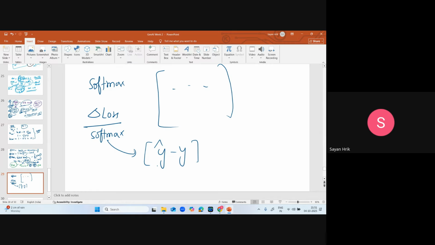Did you get what this means? If I have a softmax in the output, I'll have some y hat, suppose 0.7, and suppose y is equal to 1. Then my derivative of loss with respect to softmax is basically 0.7 minus 1, which is minus 0.3. This you can remember for softmax. So if you get the softmax function in the exam as your output function, whatever y hat you get, the derivative of the loss with respect to that softmax is going to be y hat minus y.